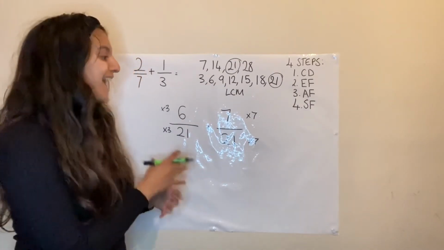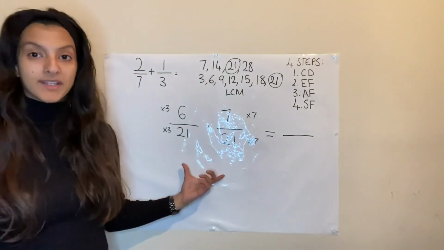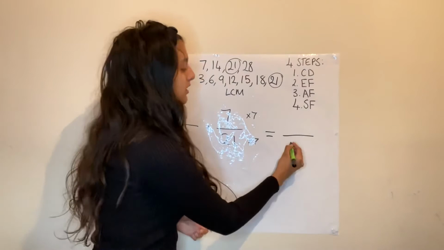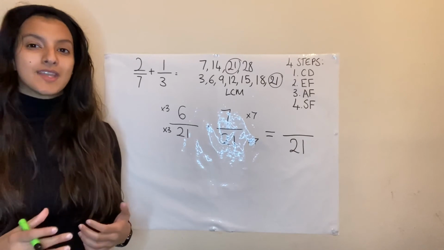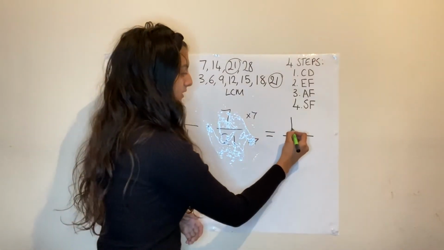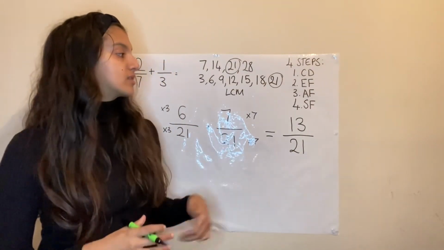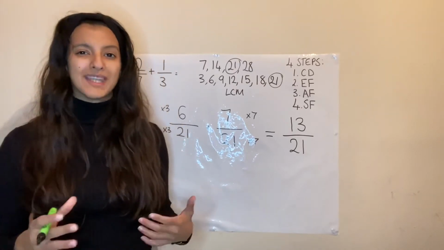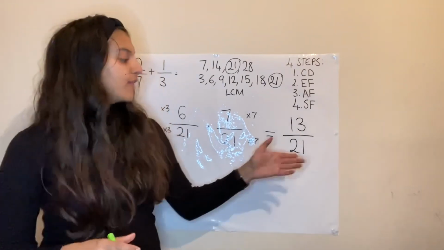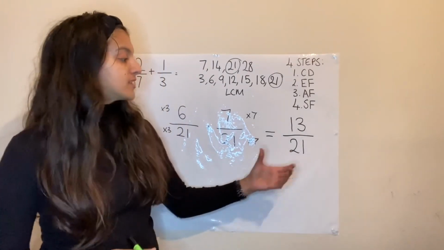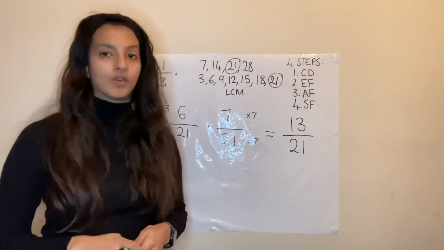Now I need to look at step number 3. Step number 3 is to add my fractions together. Because both of my denominators are now the same, I just need to write my denominator down. But I must still add my numerator. 7 plus 6 is 13. So now I know that when my fractions are added together, the answer is 13 over 21. Now I need to find out if there is a simpler form of this fraction. Fortunately, there is no simplest form, therefore this is the answer to my question. 2 over 7 plus 1 over 3 equals 13 over 21.